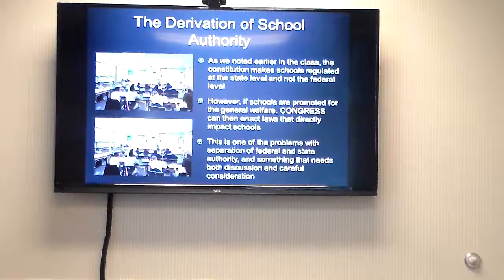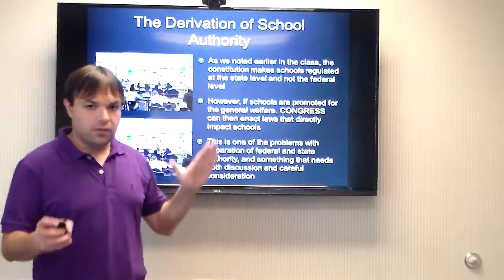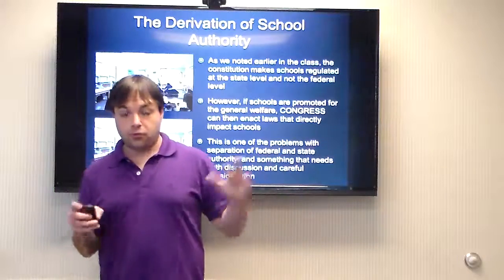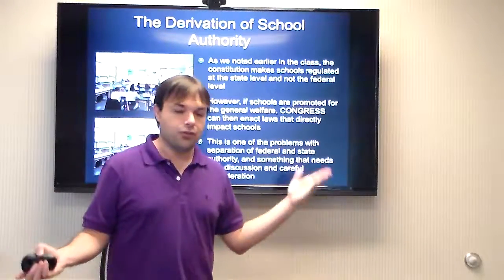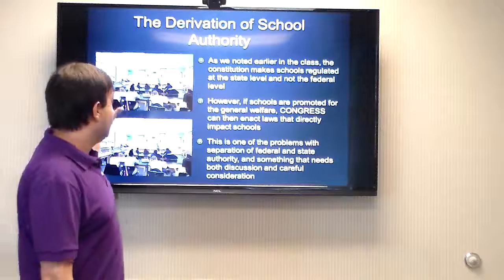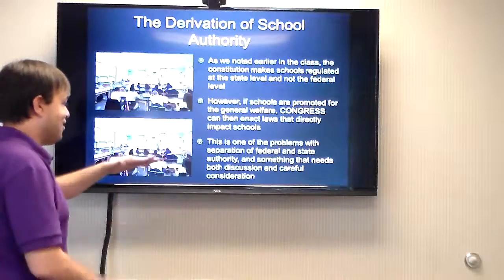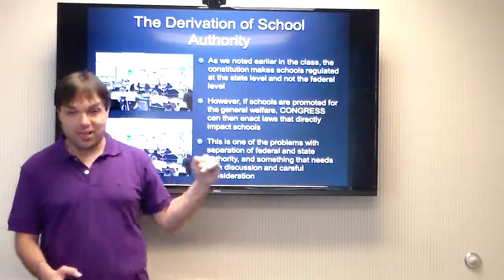So the Constitution makes schools regulated at the state level, but the challenge comes in if Congress says that schools are promoted for the general welfare, meaning it's serving all of society. And it's why we have this issue with federal and state difference in authority, which you need to think about. If the government says we're doing something to promote the general welfare of schools, and the example I always use is the Healthy Schools movement, that got rolled out throughout the United States because that was general welfare. Then the federal government can say what happens in schools. So that creates this conflict and tension between what the federal government says and what the state government says.